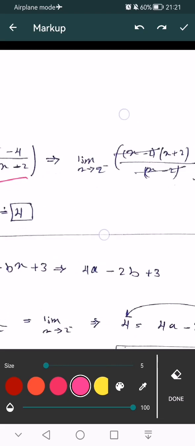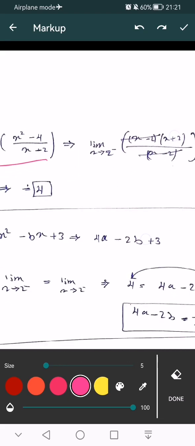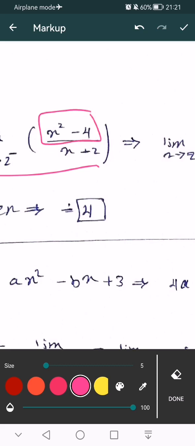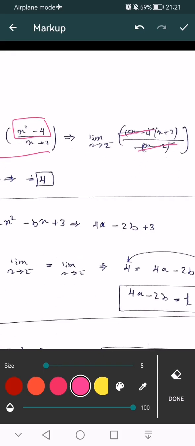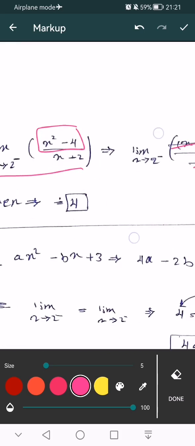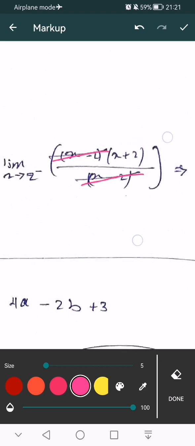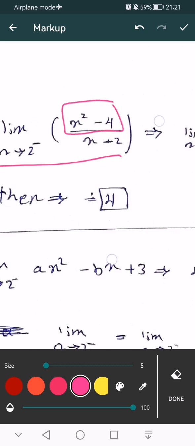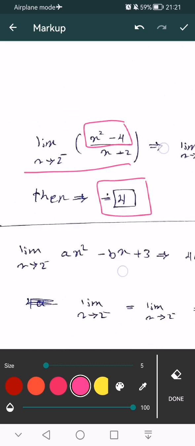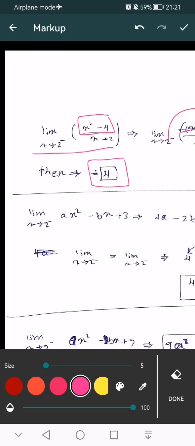As you learned, I can simplify this term: x minus 2 times x plus 2. This is a difference of squares. So I can cancel x minus 2 with x minus 2, remaining x plus 2. Then I substitute the limit here: 2 plus 2 is 4. Let us keep this one as it is, 4.